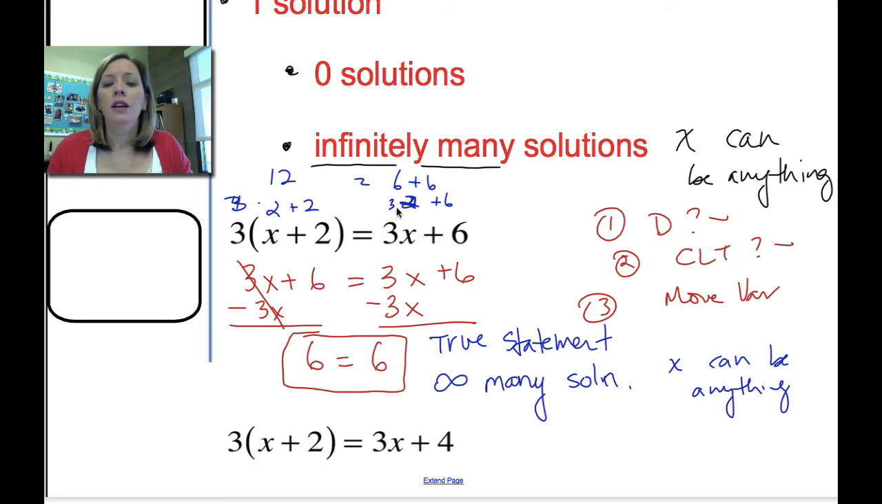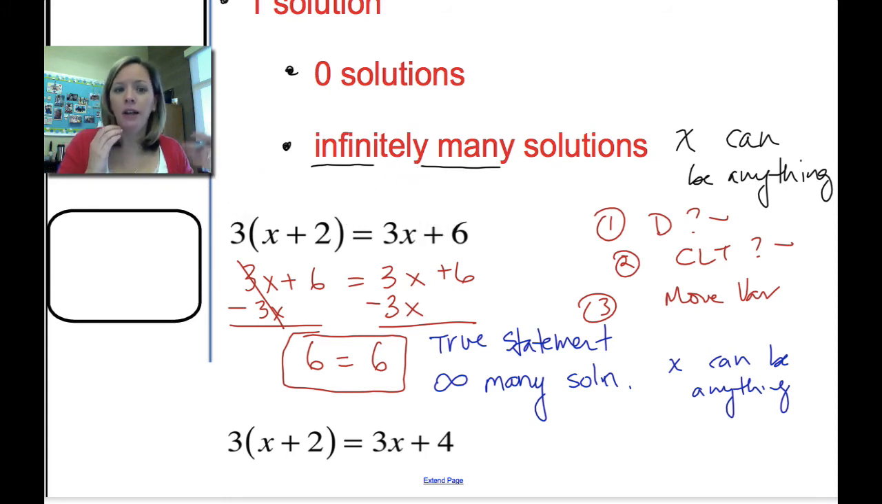So if there's any number at all that we can think of for x, if we were to plug it in, it would be exactly equal on the left and equal on the right. So there's infinitely many solutions. So let's look at what happens when there are no solutions.